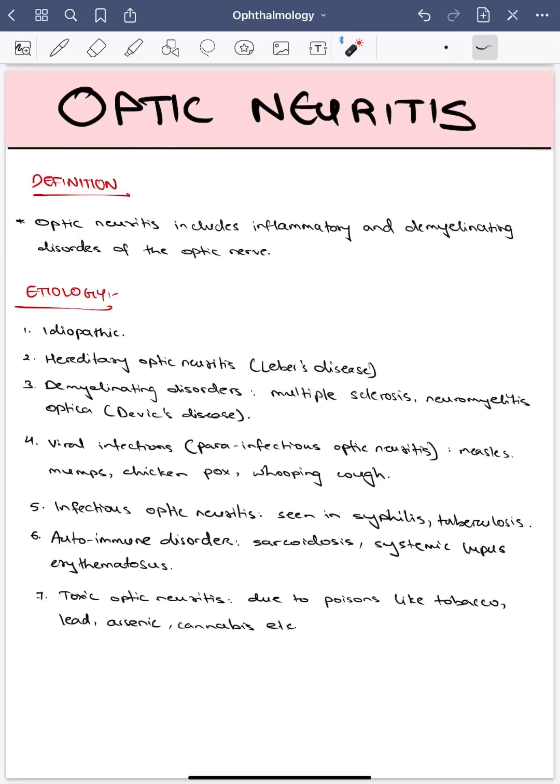In this lecture, we'll be discussing optic neuritis. Optic neuritis refers to the inflammation of the optic nerve. So again, the definition: optic neuritis includes the inflammatory and the demyelinating disorders of the optic nerve.